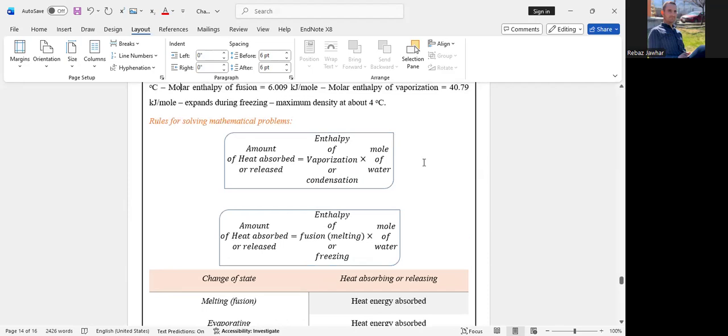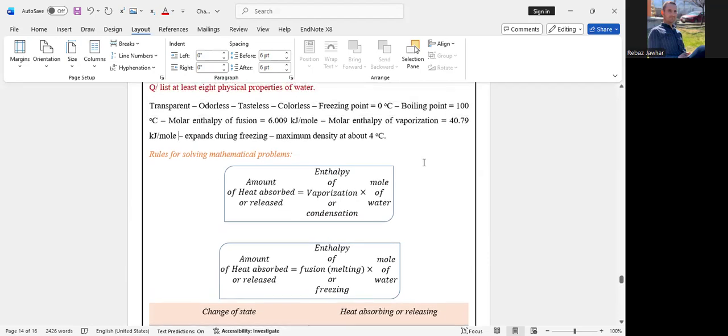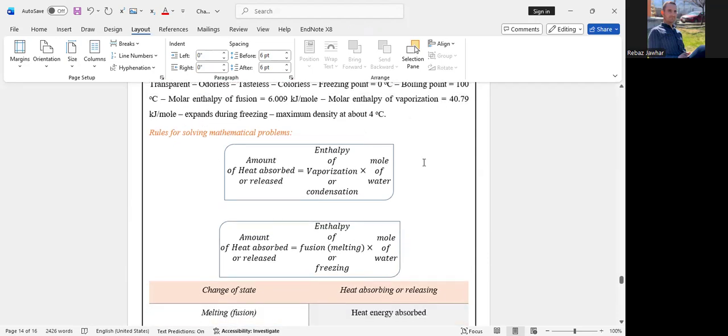this mathematical problem, I think, has been left for this section. We have these two rules: the amount of heat absorbed or released regarding the enthalpy of vaporization or condensation, and the amount of heat absorbed or released regarding the enthalpy of fusion, which means melting or freezing. These two mathematical rules are used to solve mathematical problems.